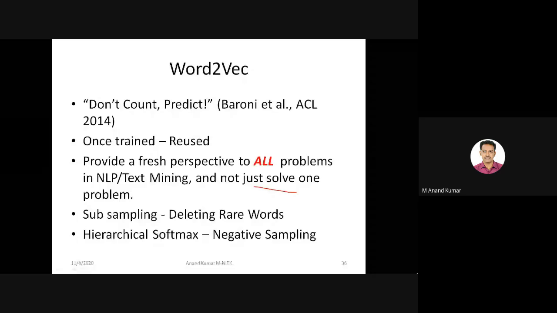Interestingly, this one solves many problems of language processing. These are the other two advanced things, subsampling and hierarchical softmax. I think we don't need them now; they are out of scope of this presentation. Now I'm just going to talk about how the word2vec model is working. What is the methodology? What is the algorithm behind it?